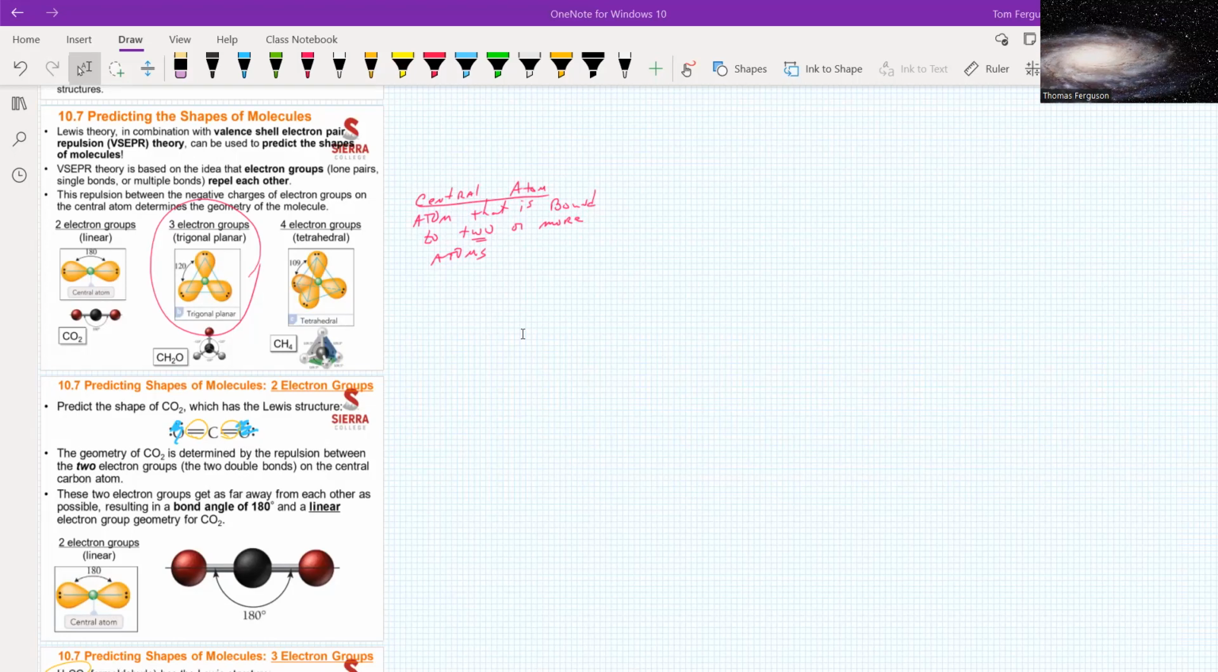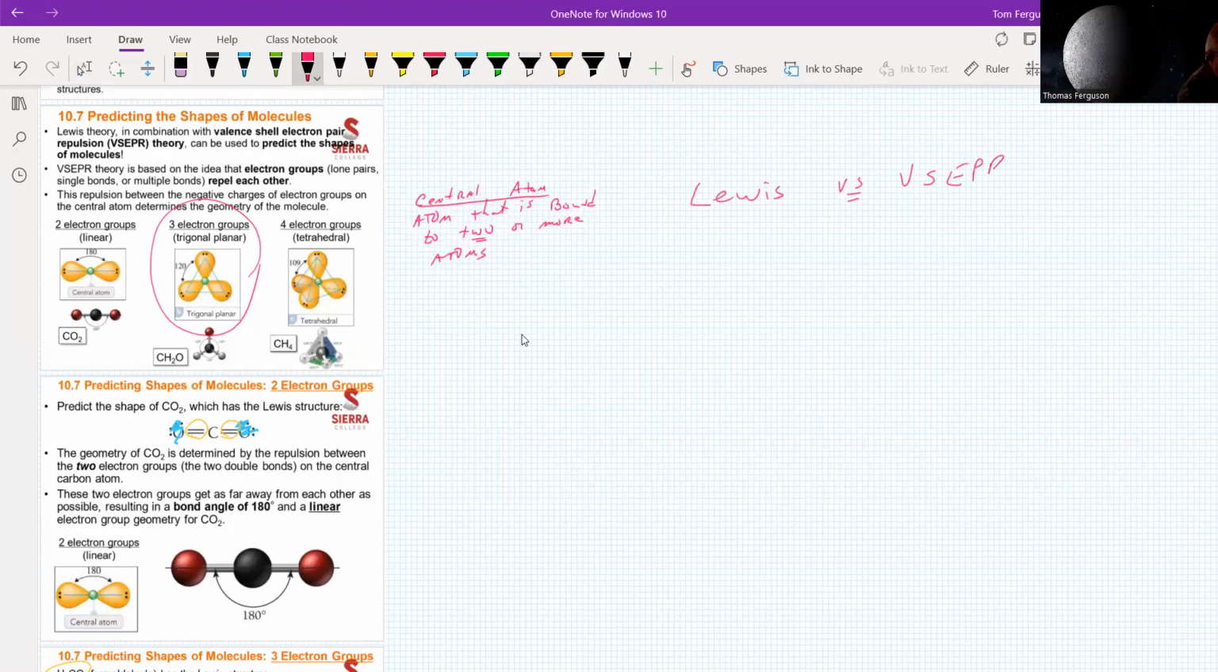Lewis structures, one of the main downfalls of Lewis structures has to do with their being two-dimensional. So, Lewis structures are two-dimensional. VSEPR structures are three-dimensional.